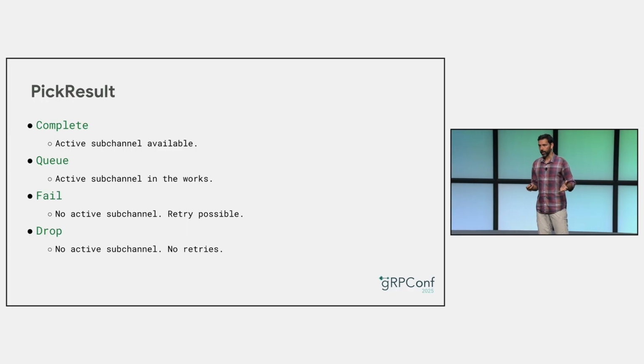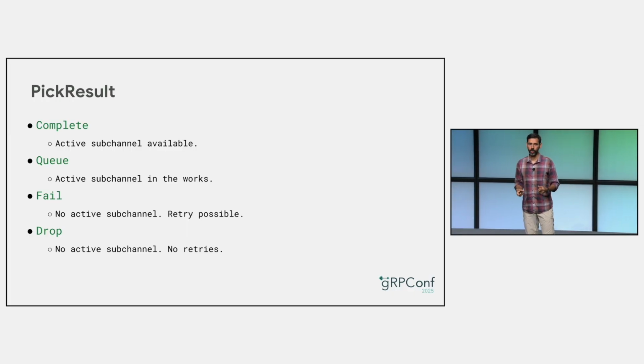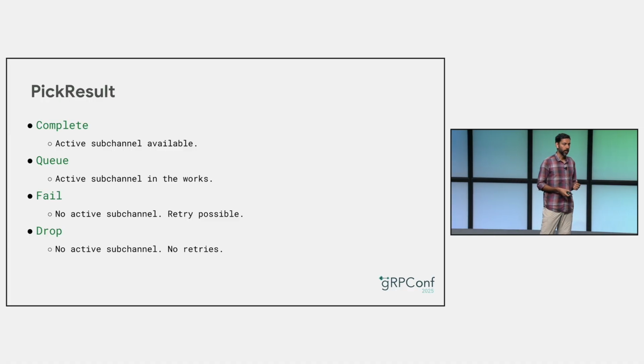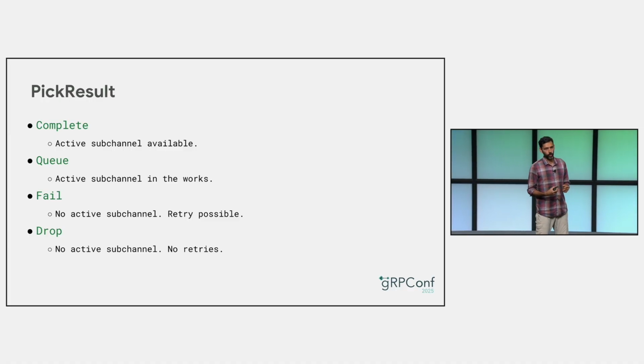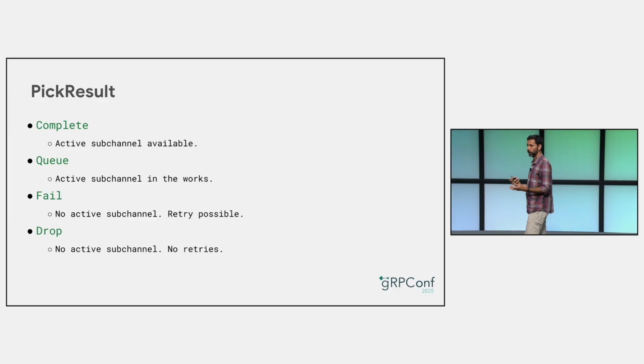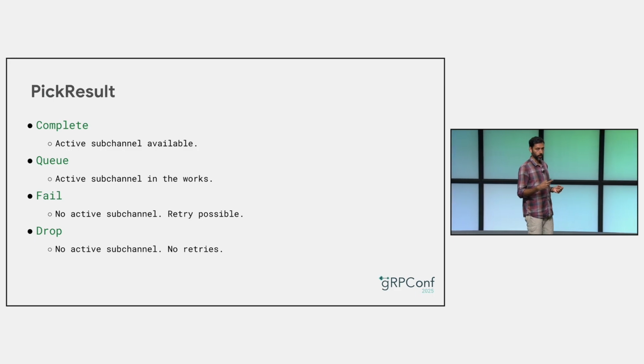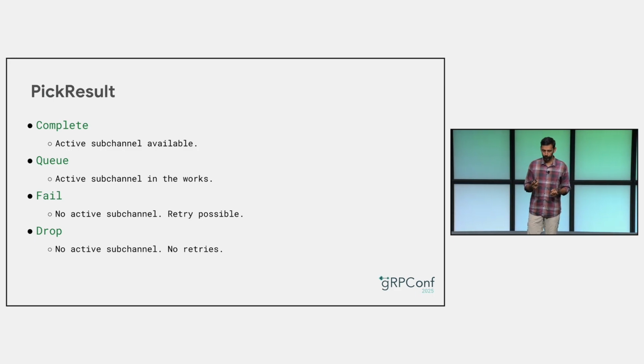The first one, complete, is used by the picker to indicate that, hey, I have a valid subchannel that you can use for this RPC. The second one, queue, is used by the picker when it doesn't have an active subchannel, but it's actually working on getting one. So in this case, the gRPC channel queues the RPC and retries it whenever a new picker is returned by the LB policy.